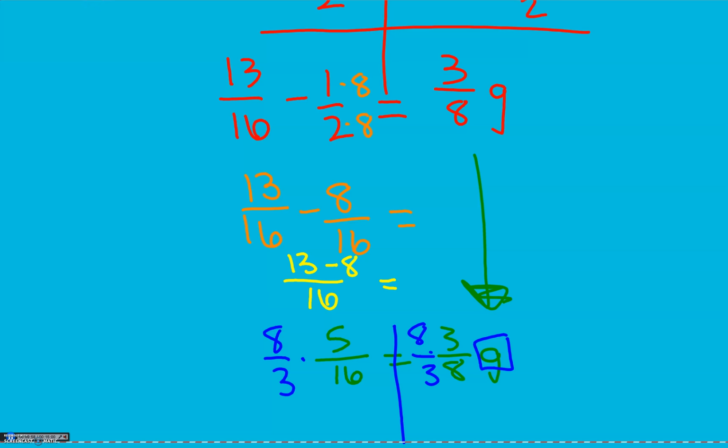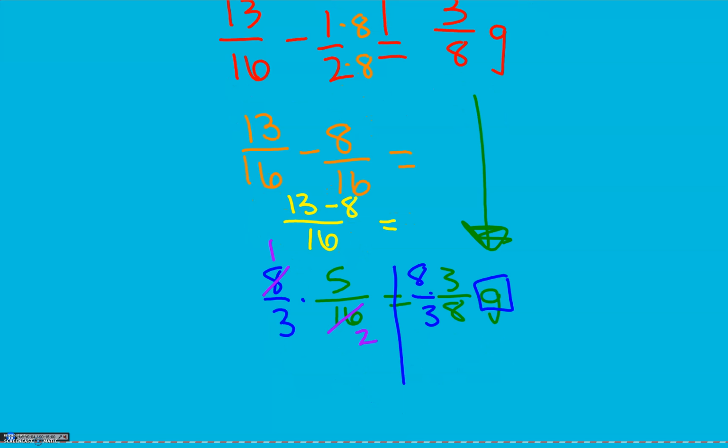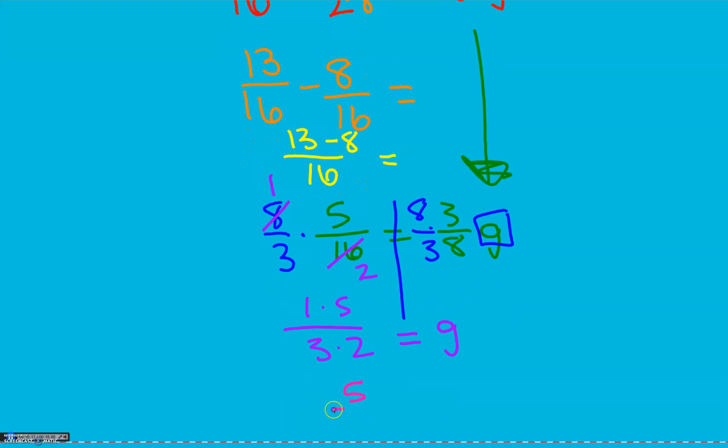Here I'm going to try and simplify if I can. 8 goes into 8 once, into 16 twice. So what I have right now is 1 times 5 over 3 times 2 equals g. I can simplify, which gives me 5 over 6 equals g. And that's because, remember when we multiply fractions, we multiply them straight across. So 1 times 5 in my numerator, 3 times 2 in my denominator.